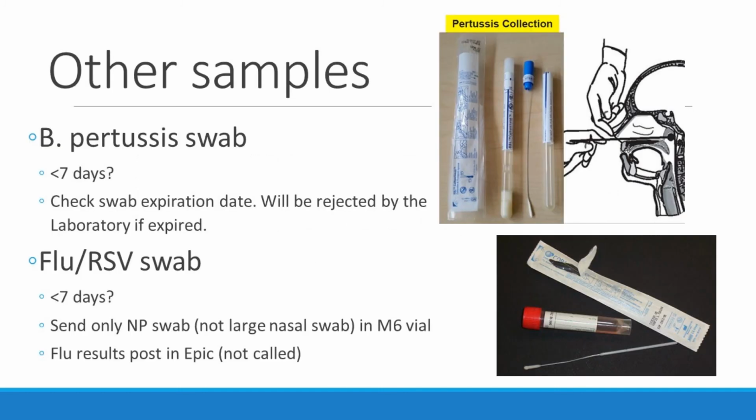All right, we are almost done here. Non-blood specimen collection. Just the key thing here with pertussis swabs, flu RSV swabs, make sure you're checking your expiration dates. We do frequently receive expired swabs, and we can't run those. We do have to reject that. And then we do run 1 in a 7-day period. Please note flu results post into Epic, so it's one thing we will not call.